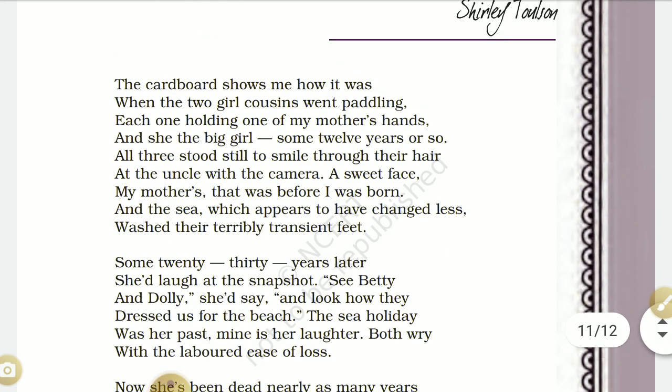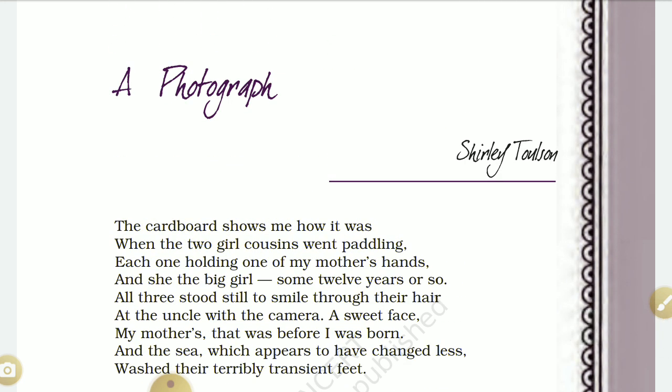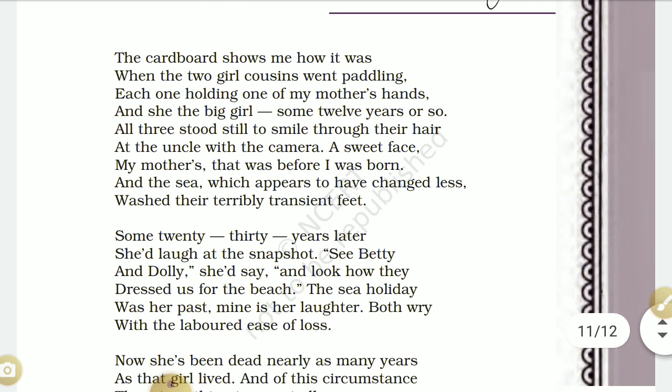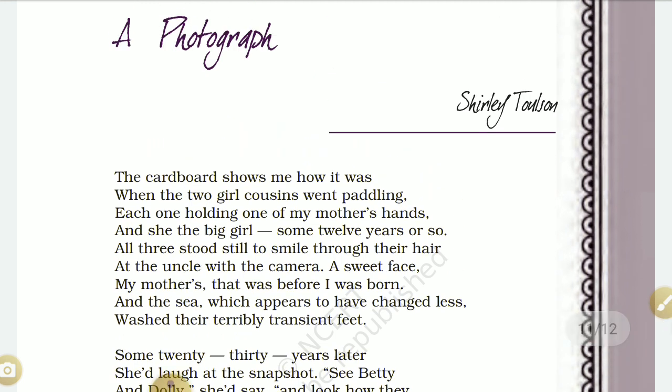And what is there in the third stage? Now, the poet's mother died a few years ago, and the poet was watching the photograph, and this reminded her of her mother and filled her mind with a sense of loss. So, this is described in the third stage. Now, I will discuss the poem line by line, word by word.